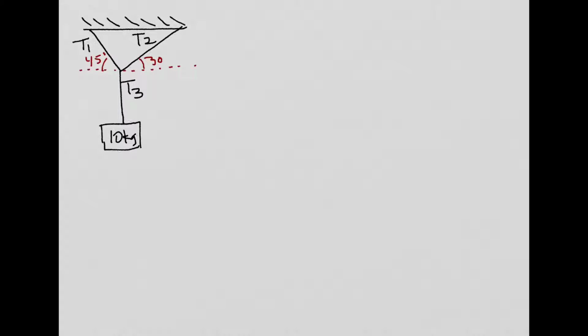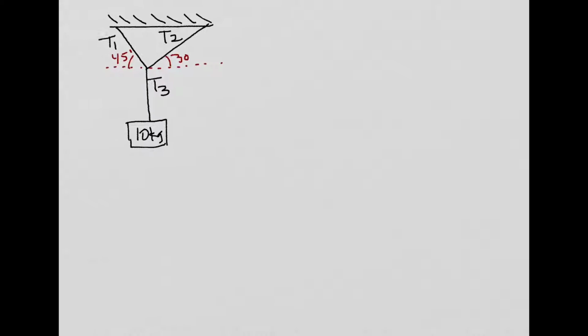Here's a problem of three strings that are configured together to hold up a mass of 10 kilograms. T1 is suspended from the ceiling and is connected to a ring. The angle between that string and the horizontal is 45 degrees. T2 is 30 degrees above horizontal, and T3 hangs straight down and holds the mass.